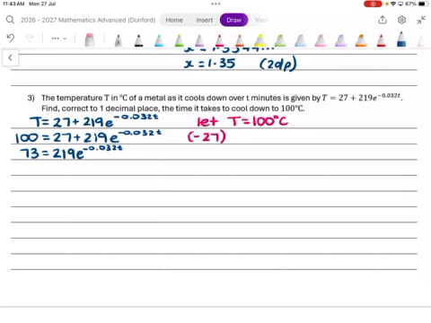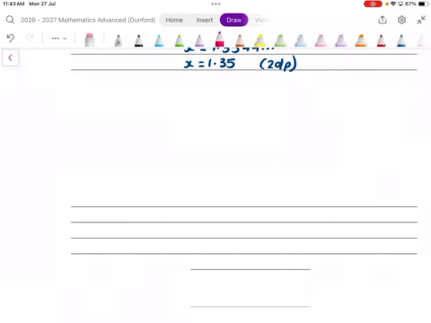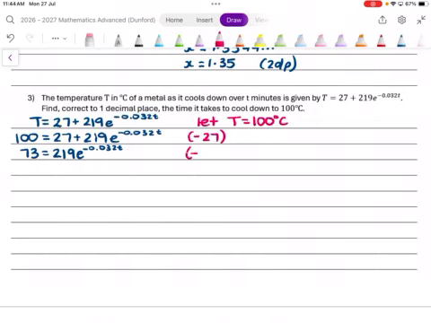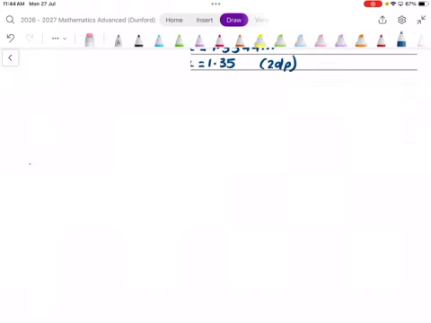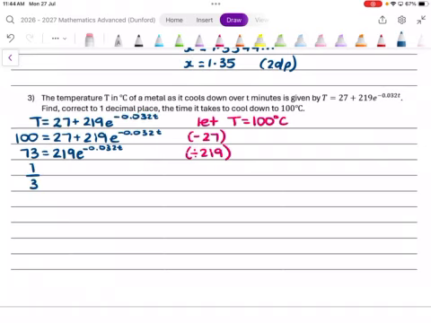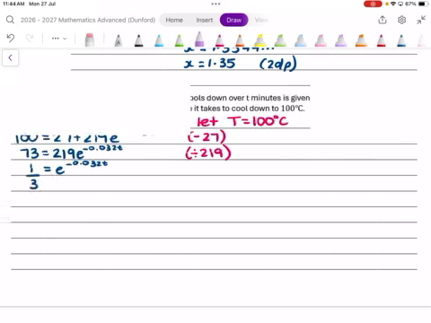Okay, then what we're going to do is divide by our 219. When we divide by our 219, 73 over 219 in my calculator actually simplifies down to a third. That kind of looks like a 7, so I'll fix that. So a third equals e to the negative 0.032t. Okay, now that we have our base of e with nothing in front of it, we can log BAP this.